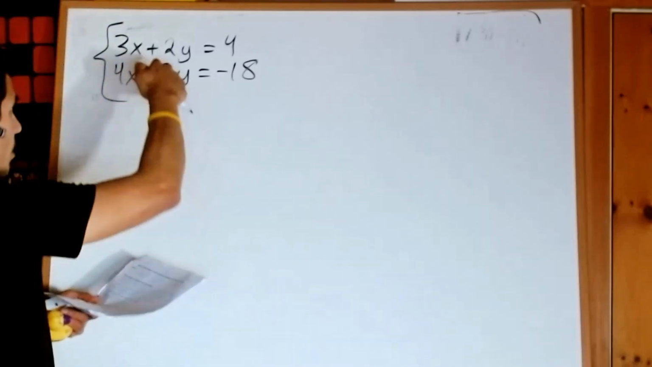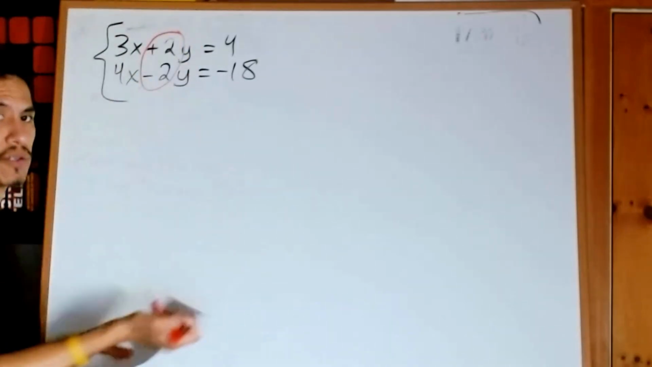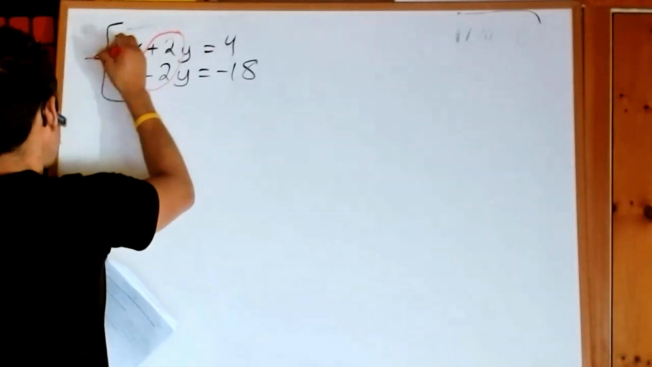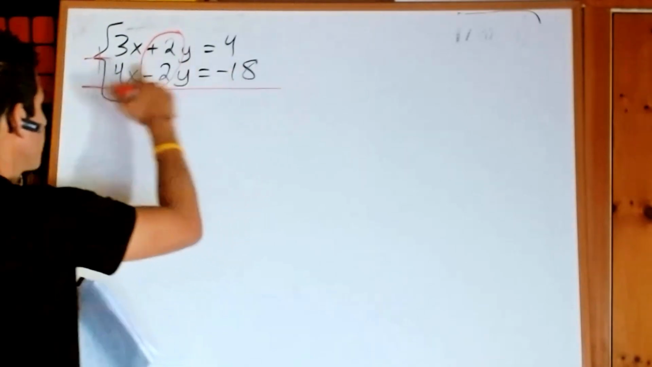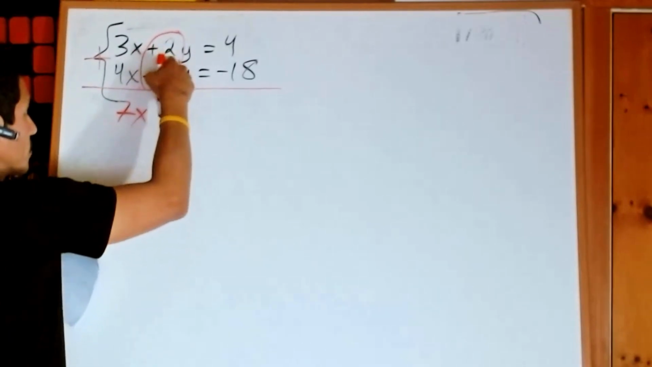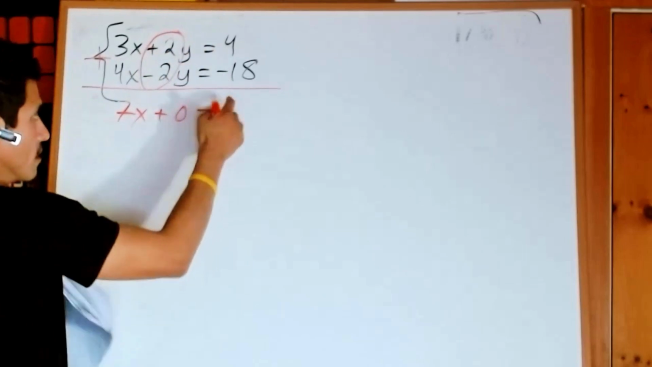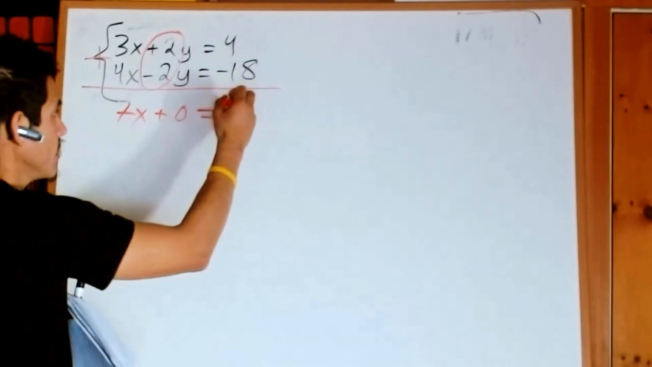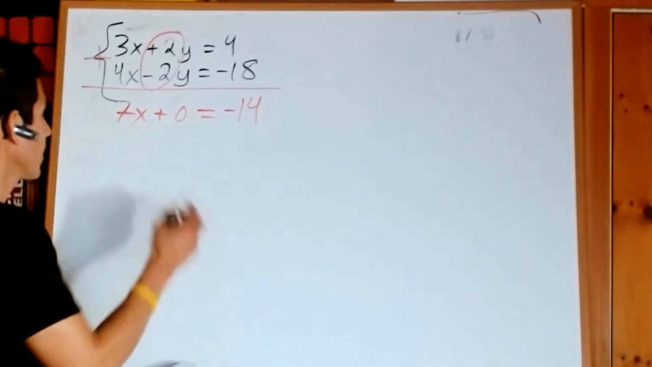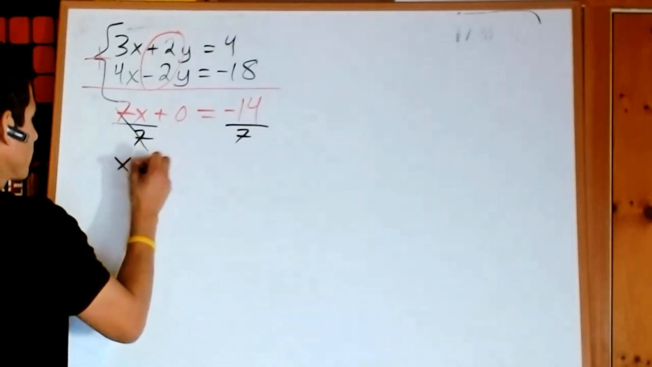So again, we have opposite coefficients on the y here. We have a positive 2 and a negative 2. So then we can just simply add these equations together because the 2 and negative 2 will cancel. I'm going to put a big old plus sign there. So we're going to have 3x plus 4x. We'll get 7x. 2y plus a negative 2y, these cancel, and so we just get 0. And then a 4 plus a negative 18, negative 14. And then divide each of these by 7, and we'll get that x is negative 2.